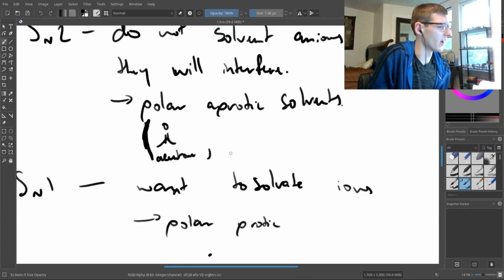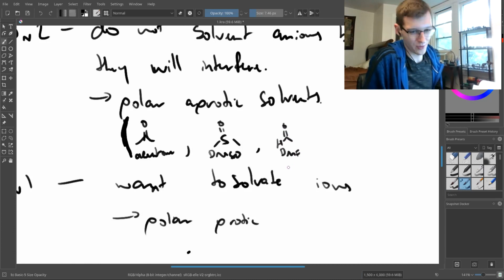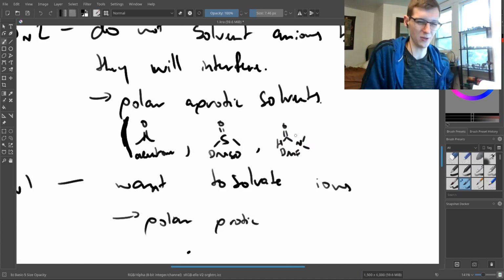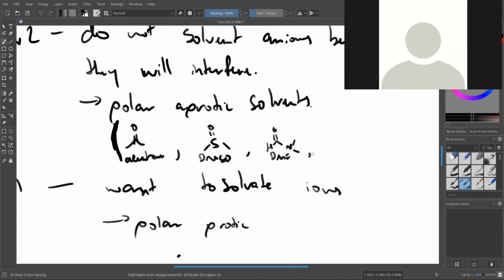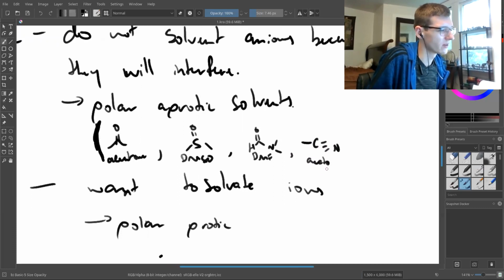DMSO, which is dimethyl sulfoxide, is another one. DMF is dimethylformamide, which is like this thing. So someone wrote DMS. Can you remind me of what DMS is, or is it supposed to be DMSO? Yeah, I meant to write DMSO up. Okay, yeah. That's a good one. Here we go. So acetonitrile, you might see. That's one.